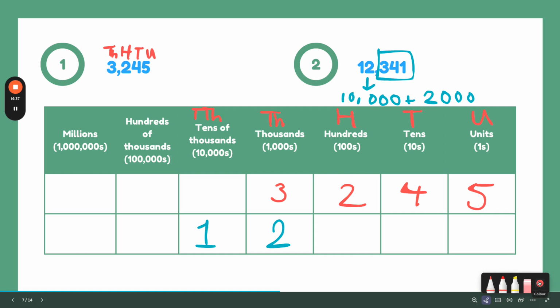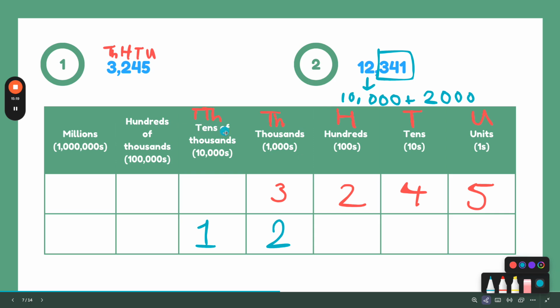And I'll go back to my blue. So we have 1 lot of our 10,000s. So 1 times 10,000 is 10,000. So the value of the 1 in this number is 10,000. Then we have 2 lots of our thousands. So 2 times 1,000 is 2,000. So the value of the 2 in this number is 2,000.